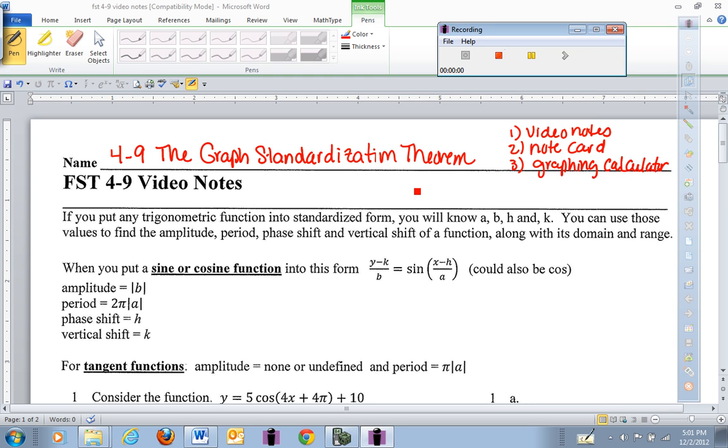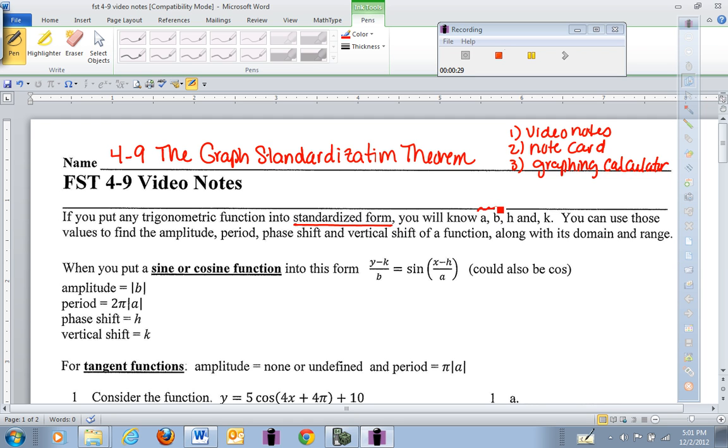Okay, today's the day you've been waiting for, to be able to put together both the translation and the scale change. So we're going to put 4-7 and 4-8 together, and we're going to see what happens when we do a composite of a scale change and a translation. And so this says if you put any trigonometric function into standardized form, you'll be able to quickly know the A, the B, the H, and the K.